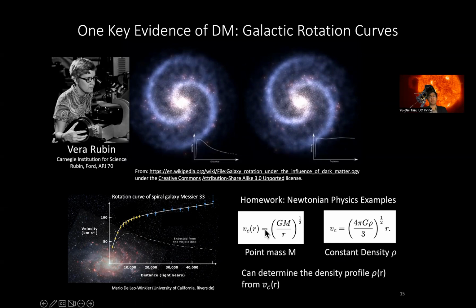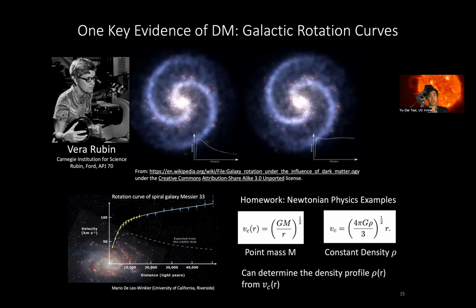On the left-hand side is a point mass, which gives this kind of velocity distribution over R that is given by the point mass. On the right-hand side, it's given by a constant density. So these are two very simple examples. And from these, you should get a sense that if you have a velocity distribution based on R, then you can actually infer the gravitational matter.